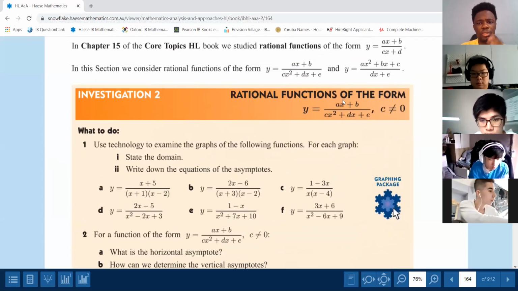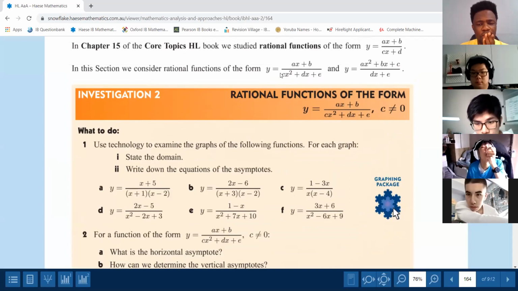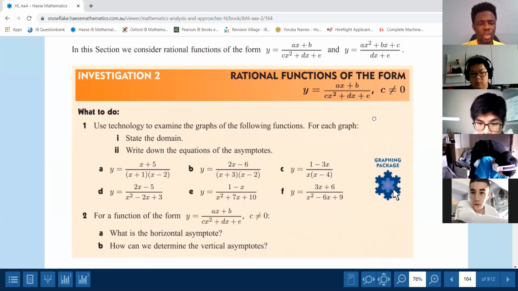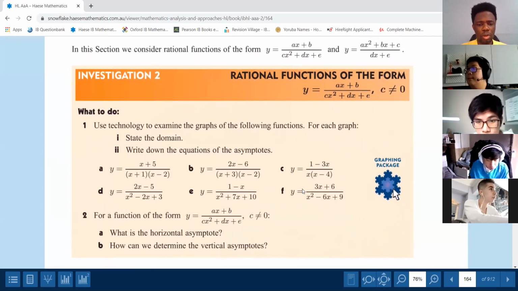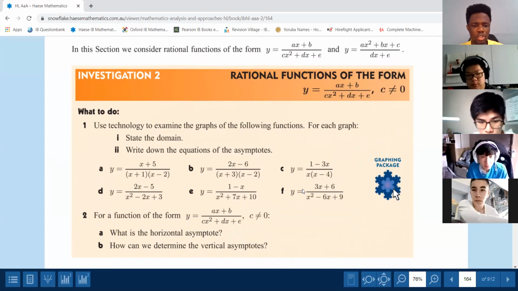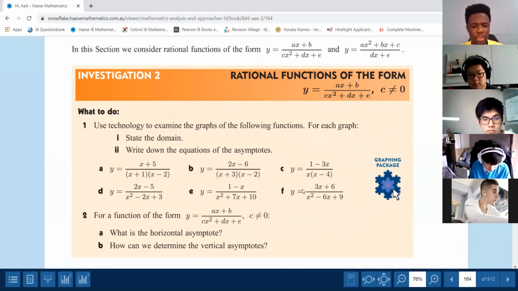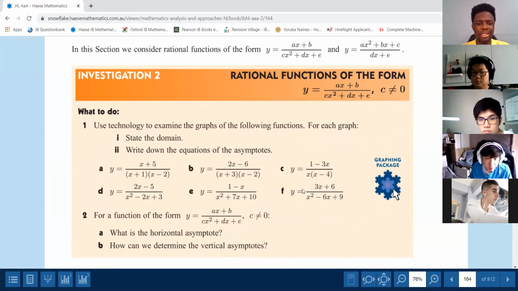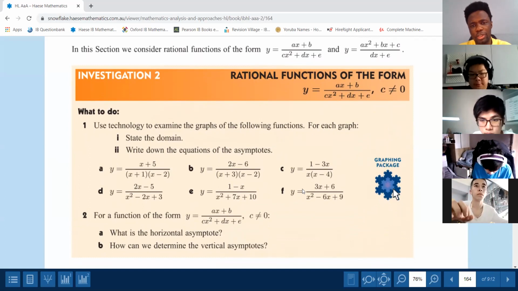So graph this. Like I said, we'll be looking at the linear over quadratic today, and we'll look at quadratic over linear on Thursday. So graph this all on one Desmos. Then for each of them, I want you to observe the horizontal asymptote, and if there is a way, get the vertical asymptote as well.